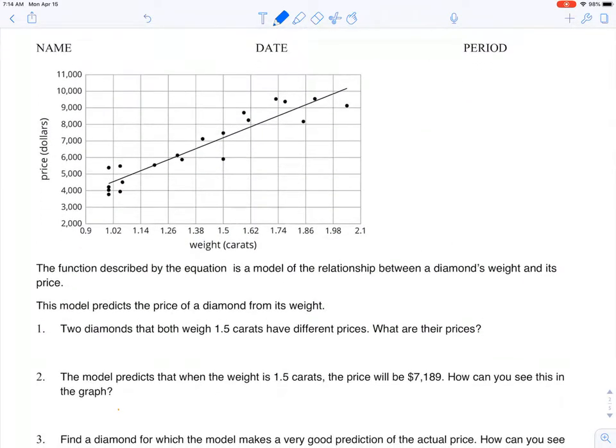Next we're looking at a scatter plot about the weight of a diamond and price. As you can see, as the weight increases, the price also increases. Now, on this graph, and I want you to label this, this is a line of best fit.